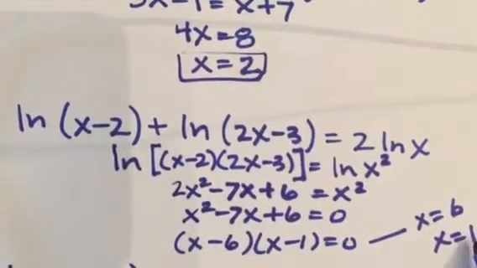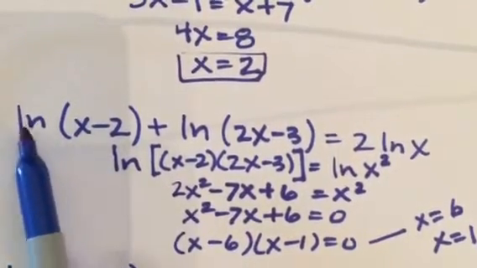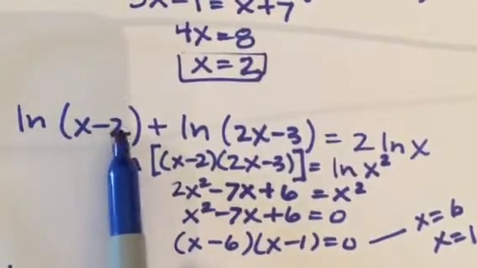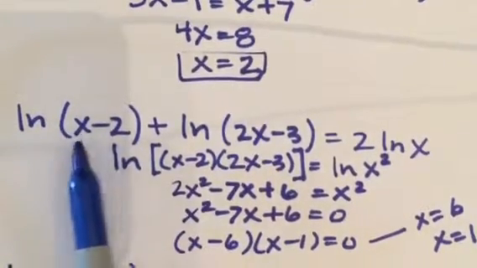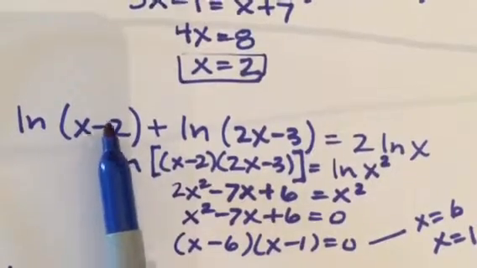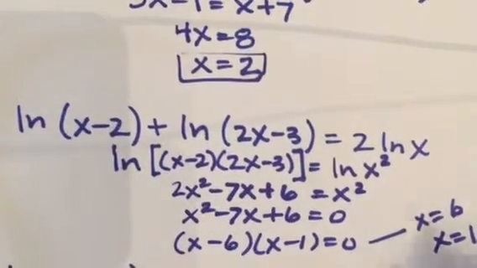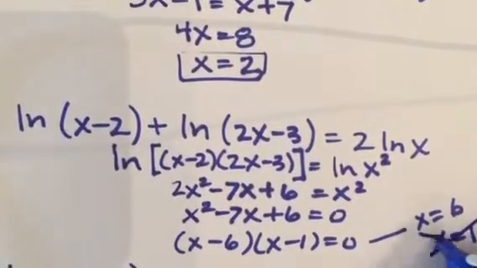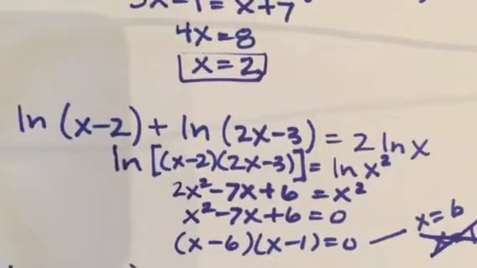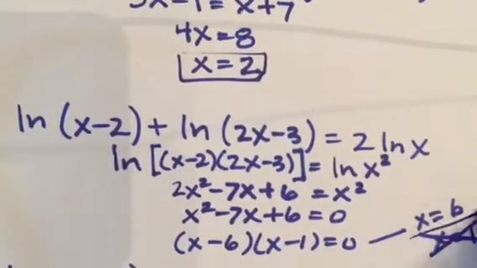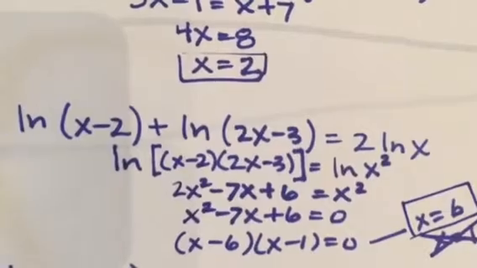Now let's look at the 1. Oh, I think we have a problem because ln of 1 minus 2, that means I'm trying to take the natural log of a negative value. And recall, we are not able to do that. So this is not actually a solution. We only have one solution. x is equal to 6.